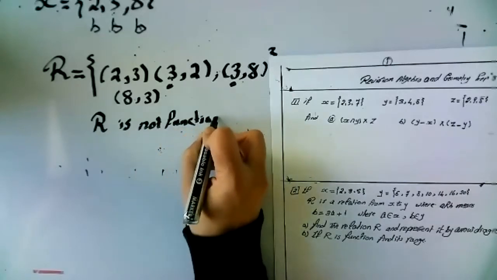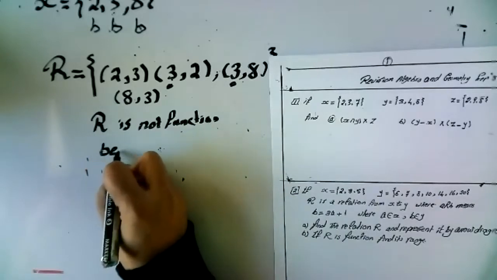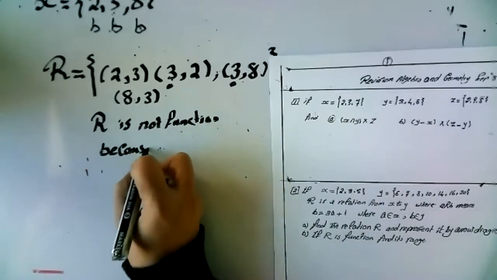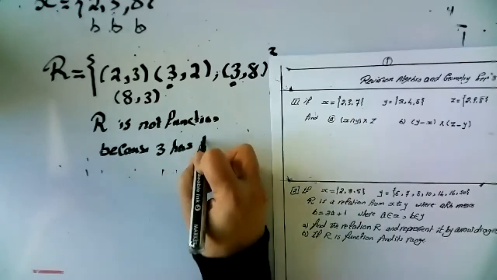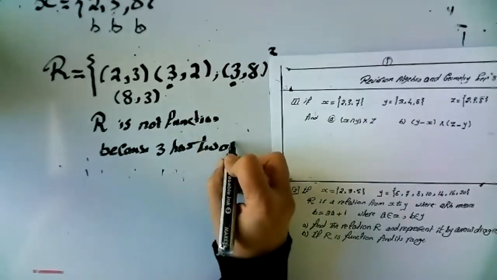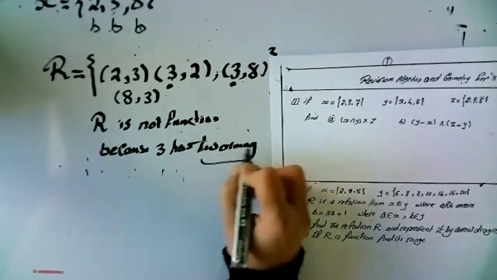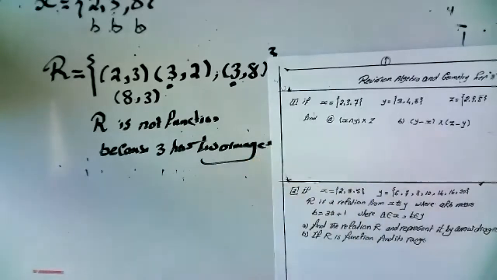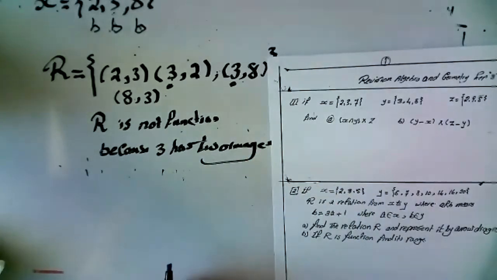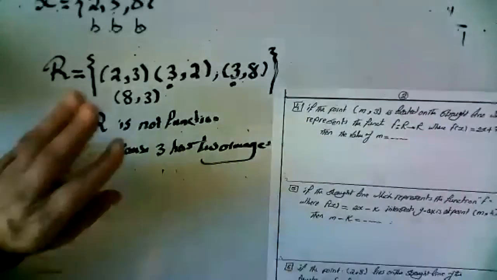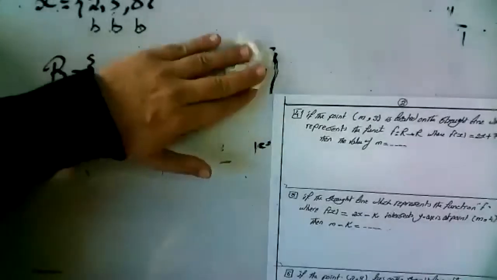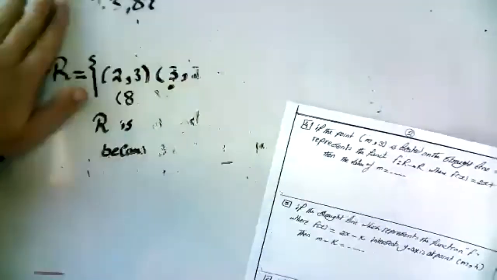Why? Because 3 has 2 images. Then the relation is not a function, then it has no range. Okay? Let's have the 4th question.